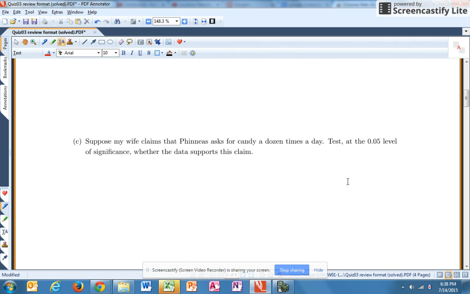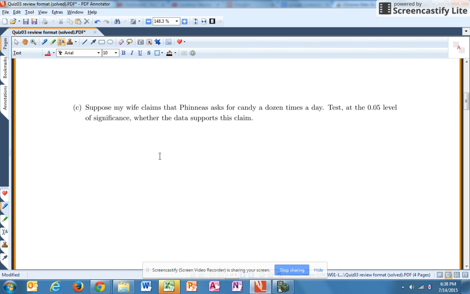All right. Now, suppose my wife claims that Phineas asks for candy a dozen times a day. Let's do a hypothesis test to see if that's true. See if her claim has any validity. So, if we're doing a hypothesis test, we first need a null and alternate hypothesis. In this case, we're hypothesis testing to see if he asks for candy a dozen times a day. So our null hypothesis is that the mean number of times he asks for candy is a dozen, or 12. And our alternate hypothesis is that it's not 12.